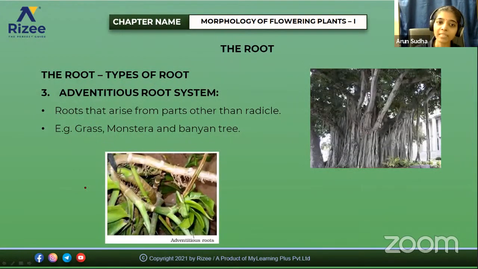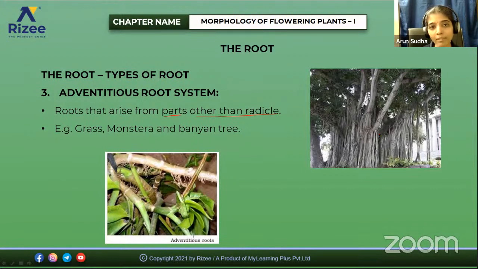Next is the adventitious root. So how does it differ from other types? Here the roots arise from parts other than the radicle. We saw in the taproot system, it arises from the radicle. Here there are many other types of roots that arise from parts other than the radicle. Examples are grass, monstera, and banyan tree. If you see the banyan tree, you would have seen a large number of hanging roots. These are modified adventitious roots.